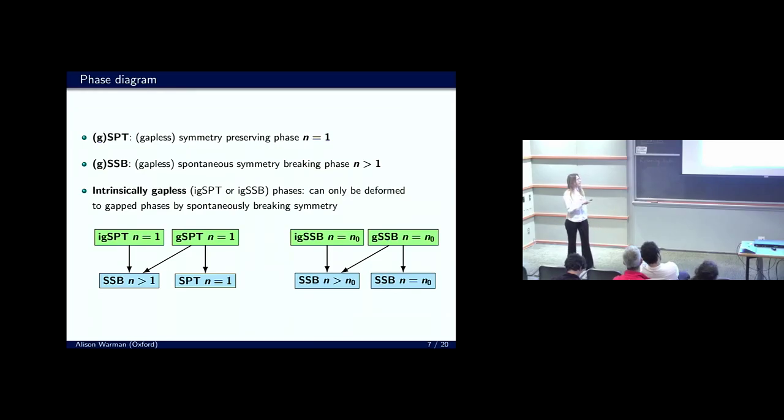In particular, an igSPT fully preserves the fusion category symmetry, but it can only be deformed to an SSB phase which at least partially breaks it. Whereas an igSSB is a gapless phase which already exhibits a certain degree of spontaneous symmetry breaking, but it can only be gapped to an SSB with a greater degree of symmetry breaking, measured, for example, by the number of local operators.